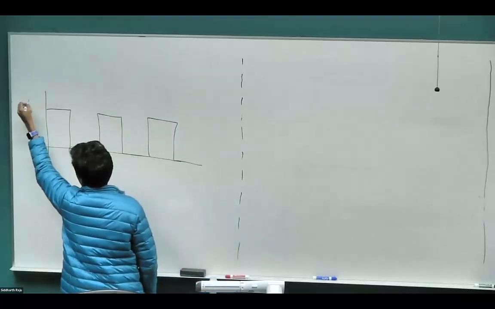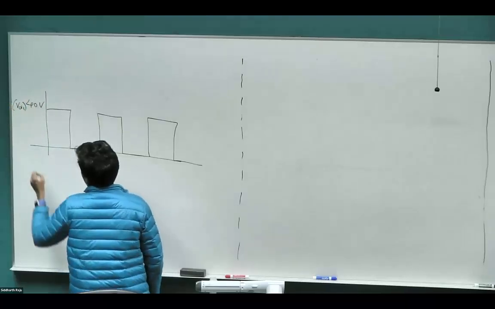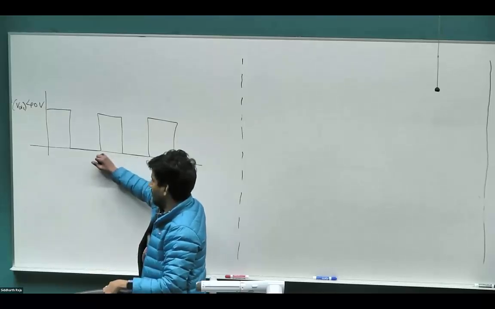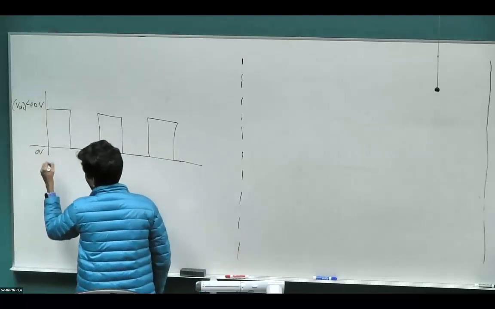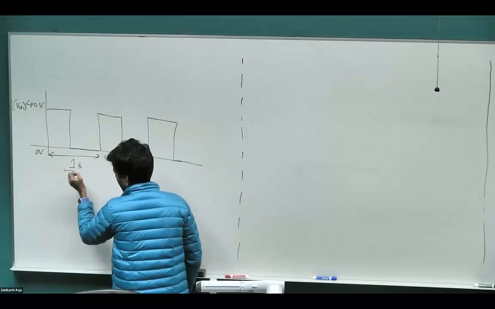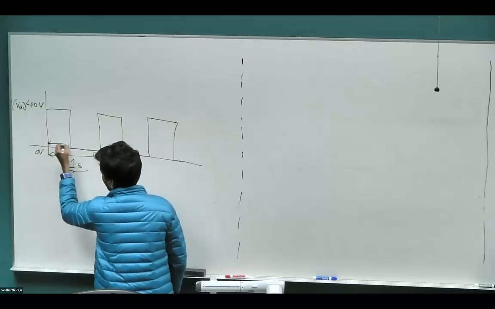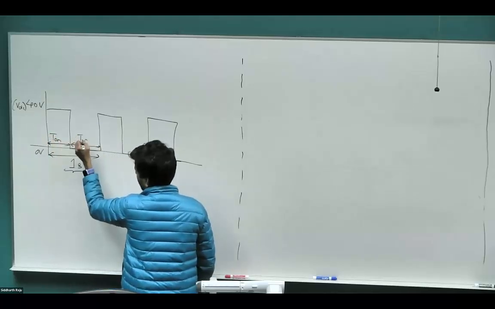So when I turn the switch on, the voltage was 40 volts. Let's just call it VDC. When I turn the switch off, the voltage across the lamp or the motor or whatever I have connected across the terminals goes to 0. Let's say this time period is 1 second because I want to make my life easy. But in the homework that I'm going to give, I'm going to change this time. There's the on period, there's the off period.